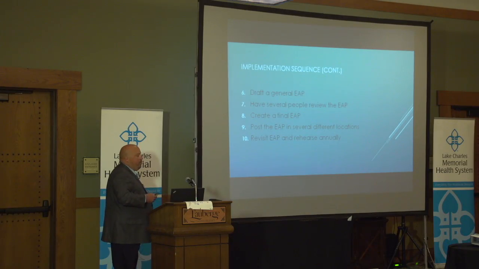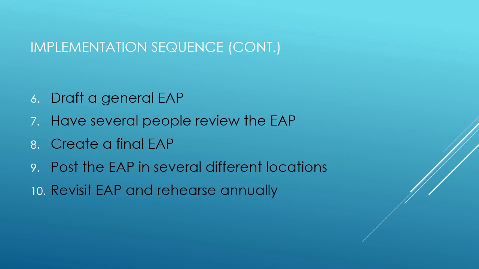And that's what I'm just talking about. Draft a general emergency action plan, have several people review it. Call over your neighbor, your buddy, your coworkers. Hey, can you look at this? Can you go through it? If I'm not here and we have this scenario, could you follow this and we take care of that person safely? And then finally, after your peers review, you're comfortable with it, you create the final emergency action plan. Make sure it's posted in different locations, around every corner, on every wall. And then you've got to revisit and rehearse annually.